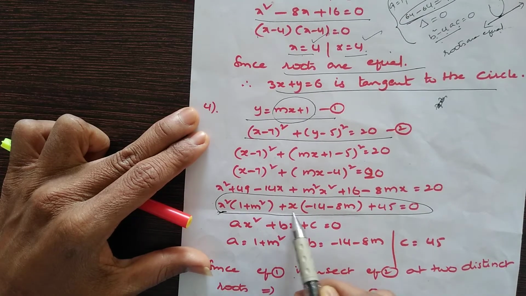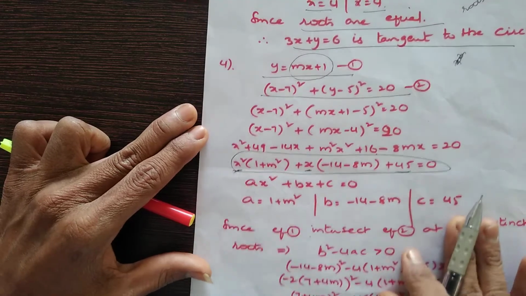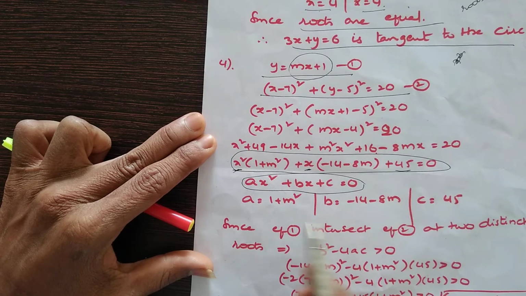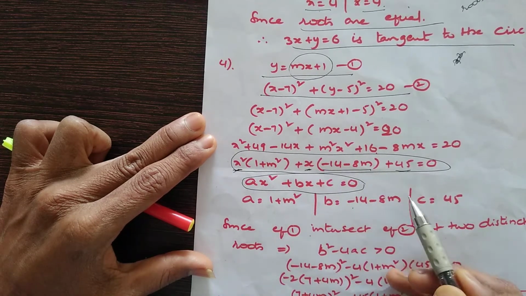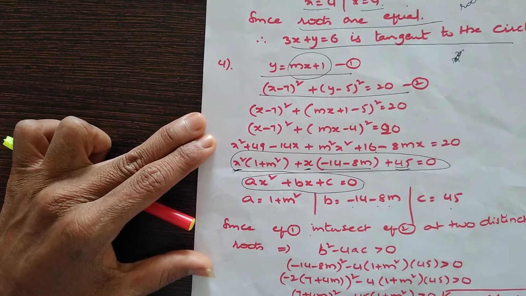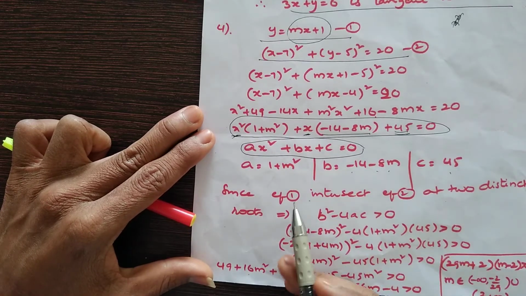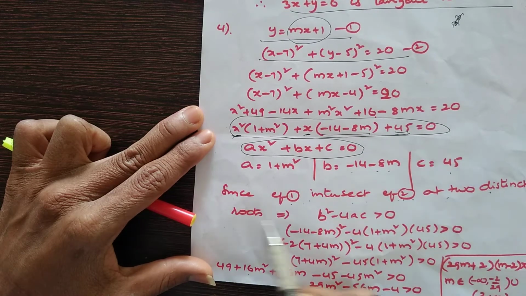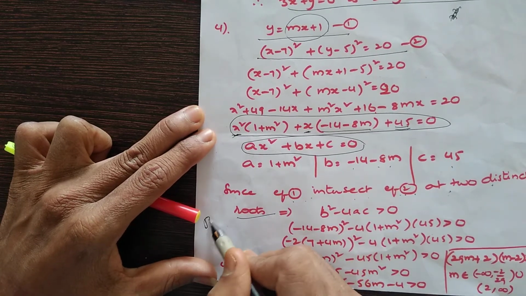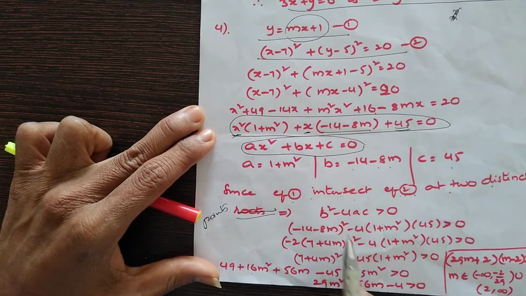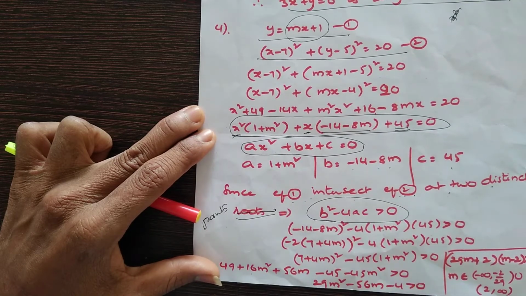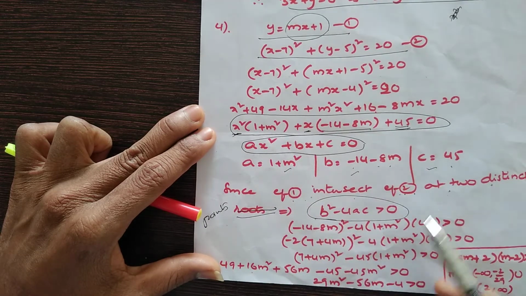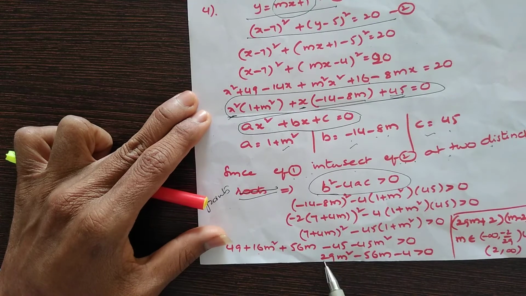You take x square common, x common and constant. So now it is in the form of ax square plus bx plus c is equal to 0. A is 1 plus m square, b is minus 14 minus 8m, c will be 45. And as per the question, according to the problem, equation 1 intersects equation 2, means the line intersects the circle at two distinct points. Now if it is like this, we have the condition b square minus 4ac greater than 0, and you substitute these a, b, c values in this, you will get one quadratic equation like this.